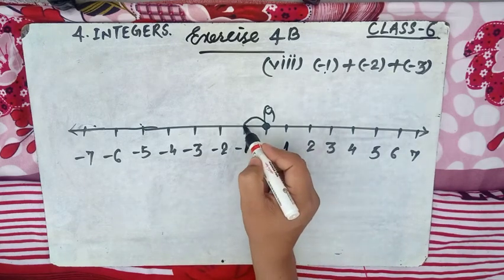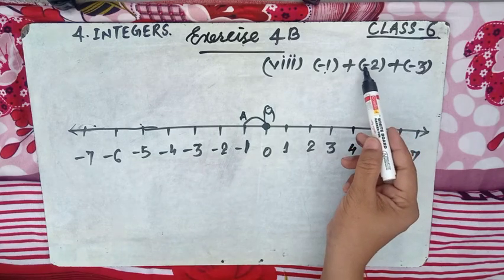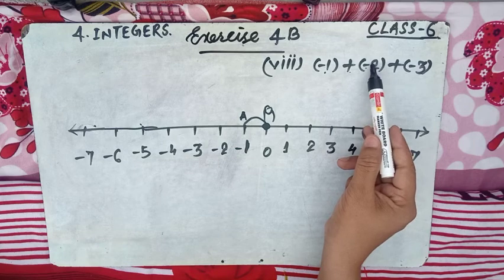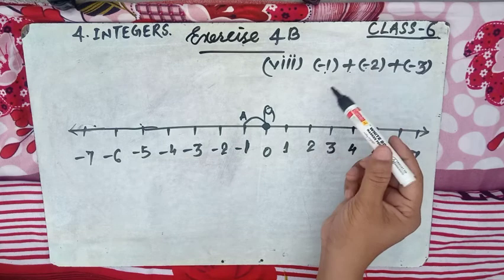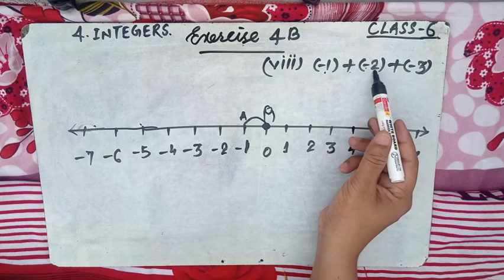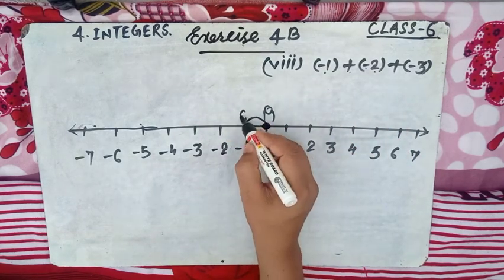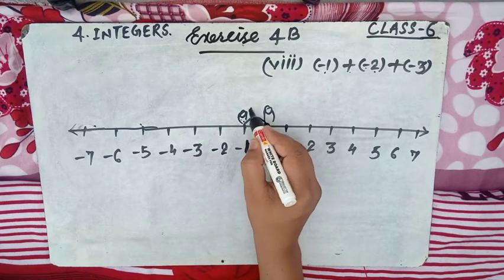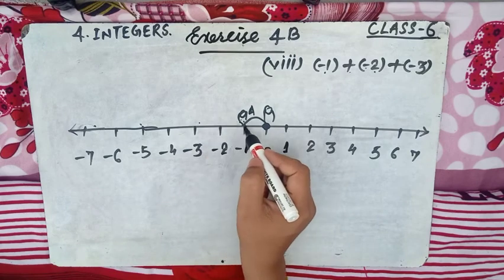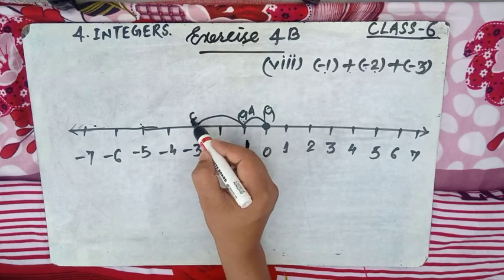Now suppose this is A. Once again here is a minus, and this -2 will tell us we will move towards the left side of 0. How many steps? 2. We will stand here and jump 2 steps, 1 and 2, and then we come here. Suppose this is point C.